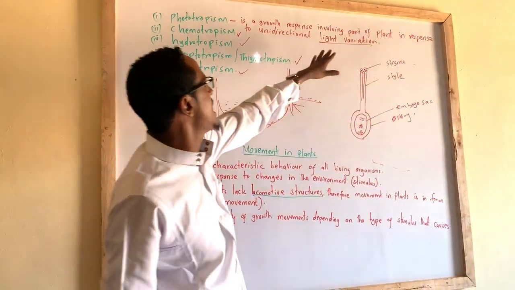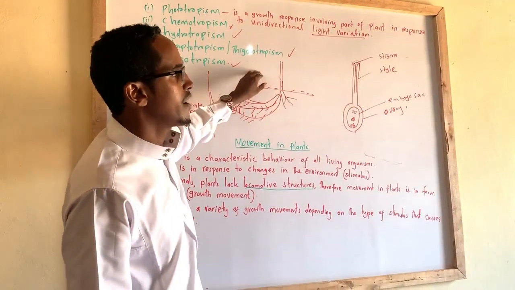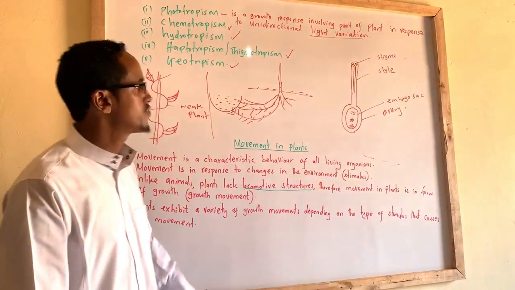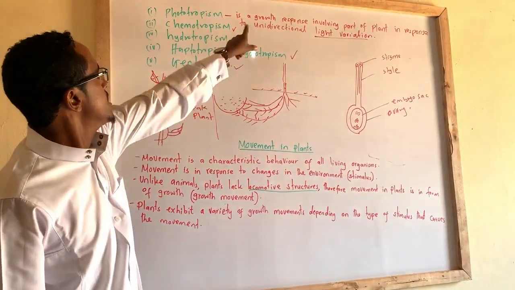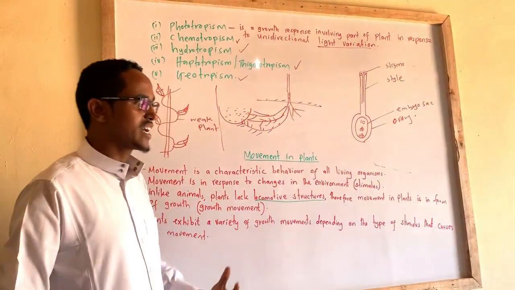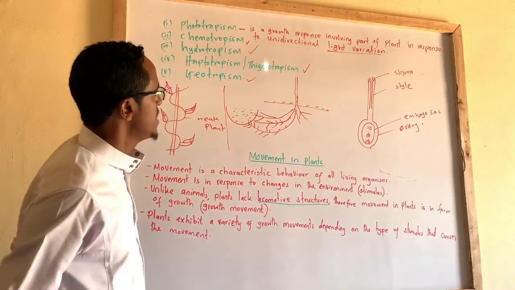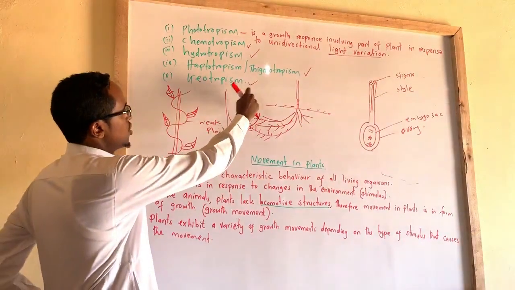Geotropism is a growth curvature involving part of a plant in response to unidirectional gravitational force. This is a response to gravity. You all know the force of gravity that pulls everything toward the center of the earth, and therefore plants also move because of this.